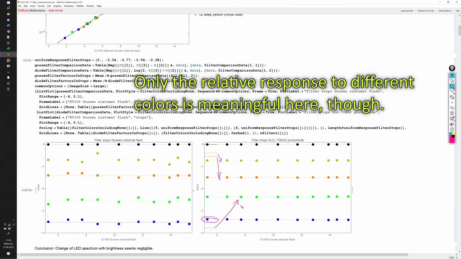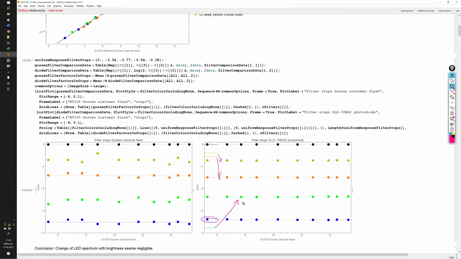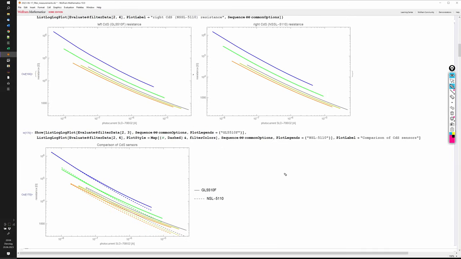Overall, this is consistent with the diode having its peak sensitivity in the green wavelengths. The response to the filters is nicely uniform over the full brightness range, indicating that the spectrum of the LED light source does not change significantly over this 10-stop range of brightness. Results for the CDS elements look quite different.